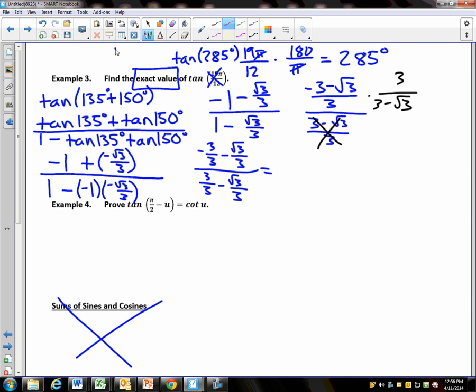What do you notice? Leaves you with negative 3 minus the root of 3 over 3 minus the root of 3. Okay. Is that an acceptable answer? Why is that problematic? Because you have a root of 3 in the denominator, and you're not allowed to have a radical in the denominator. So we must rationalize the denominator. How do you rationalize the denominator? Do you remember?